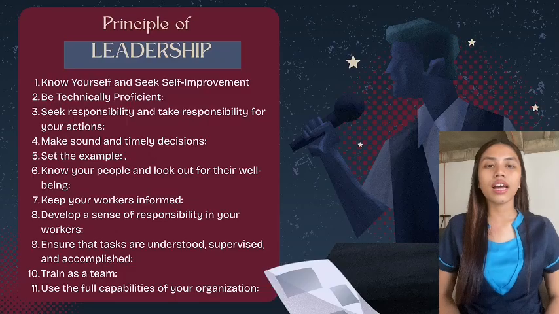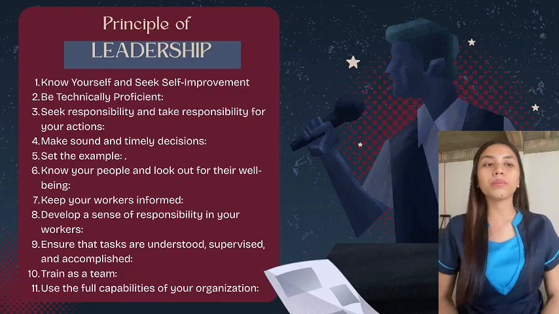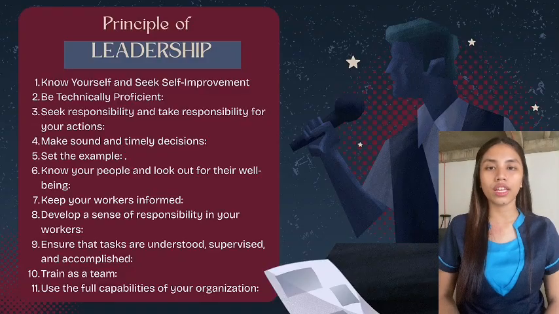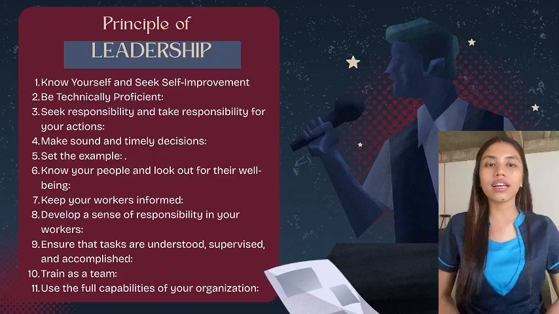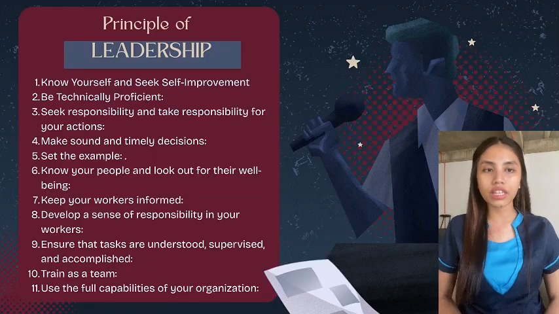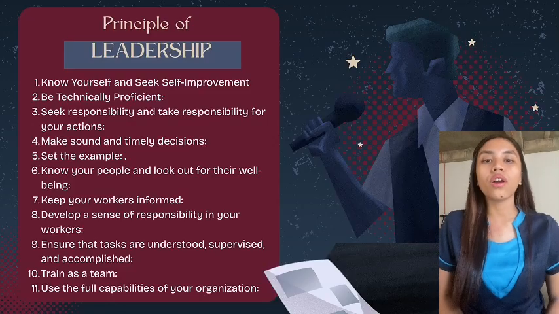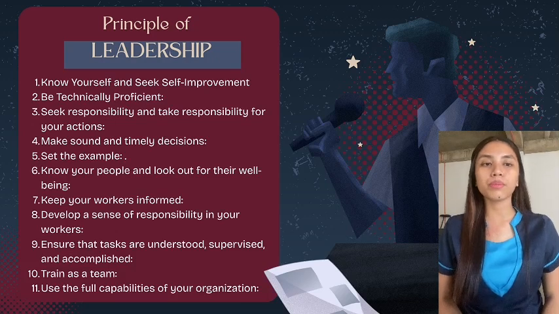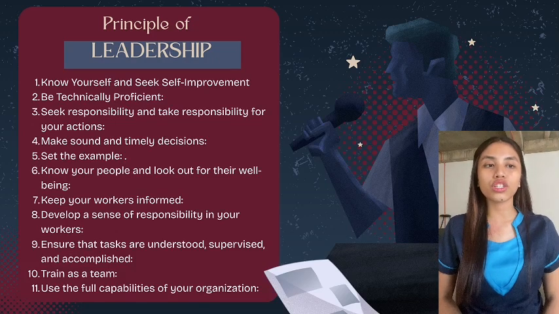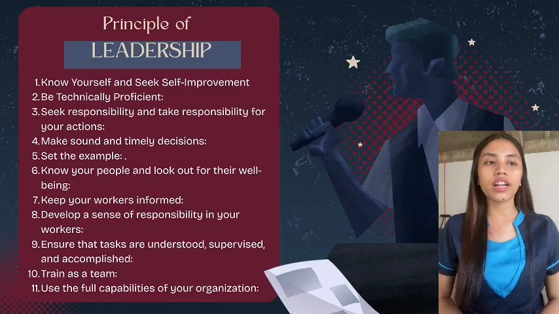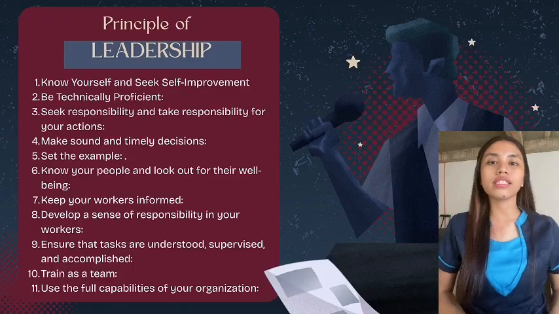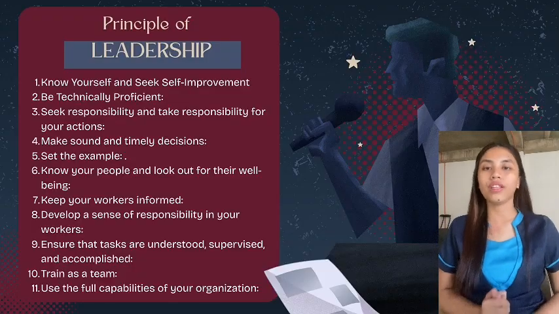Number 9, ensure understanding. Make sure tasks are understood, supervised, and accomplished, with good communication. Number 10, train as a team. Build a real team, not just a group of people doing individual jobs. Last, use full capabilities. So, for example, develop team spirit to use organization resources to their fullest potential. So, these are the examples of principles of leadership.